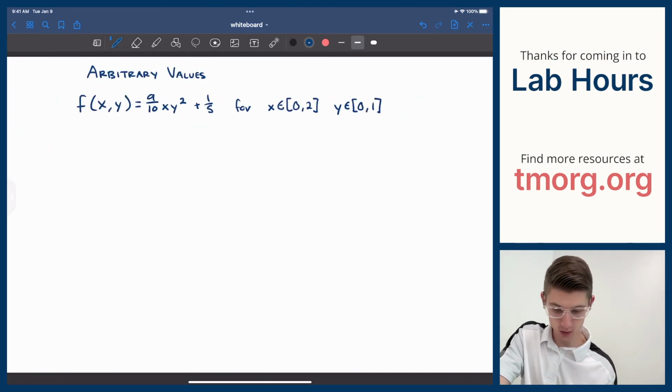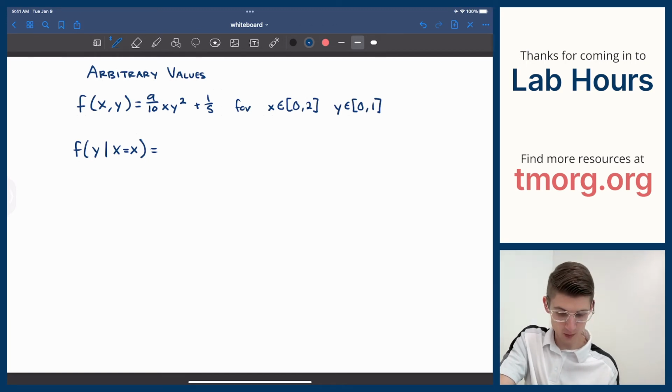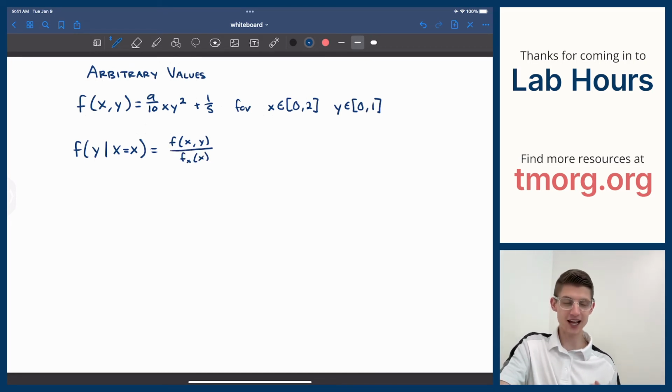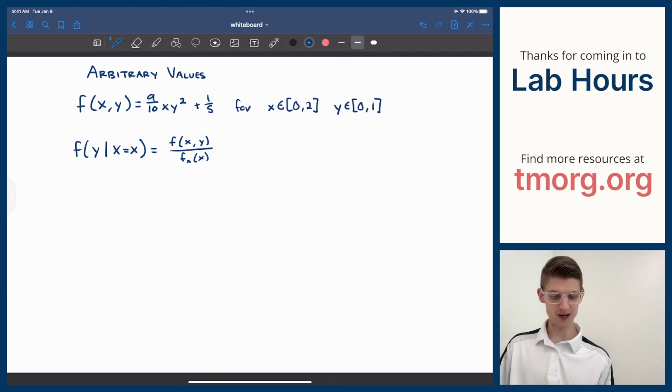So what would this look like if I just want to know what y looks like, given that we know what x looks like, okay? We're going to start the problem the same way. This is the intersection of x and y over an unknown value of x, pardon. So I just need f_X of x on the bottom.